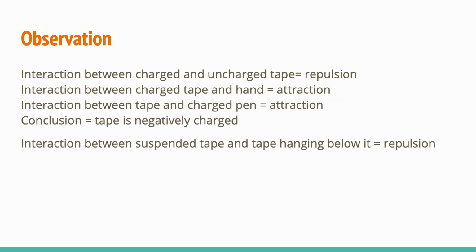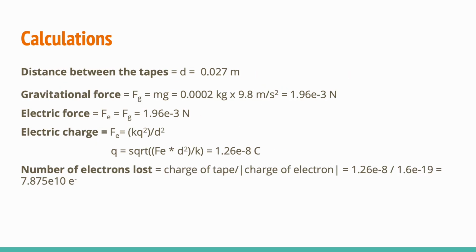Observations. The interaction between the charged and uncharged tape is repulsion. Charged tape in hand is attraction. Tape and charged pen is attraction. So the conclusion is that the tape is negatively charged, and the interaction between the suspended tape and the tape hanging below it is repulsion. The distance between the tapes was found to be 0.027 meters.